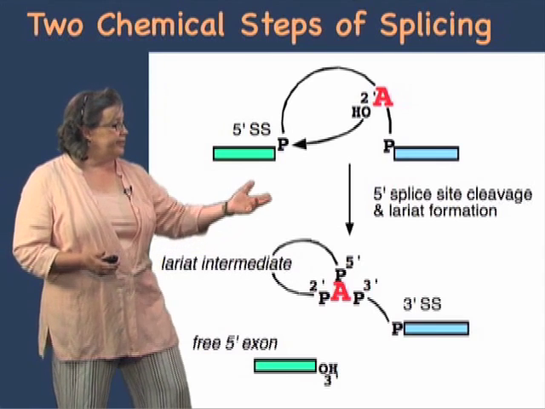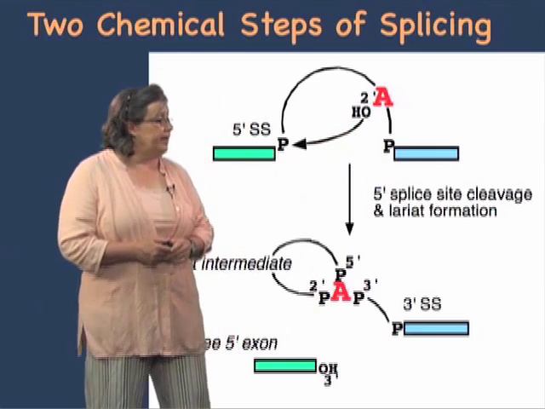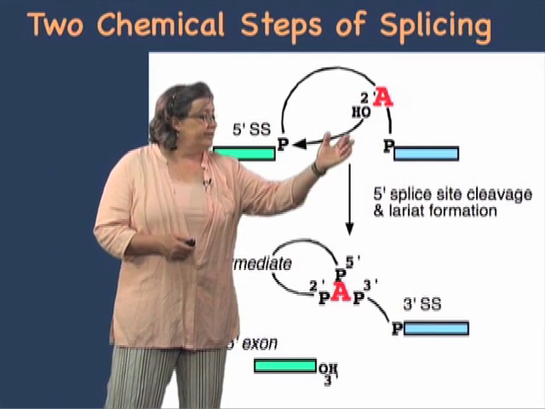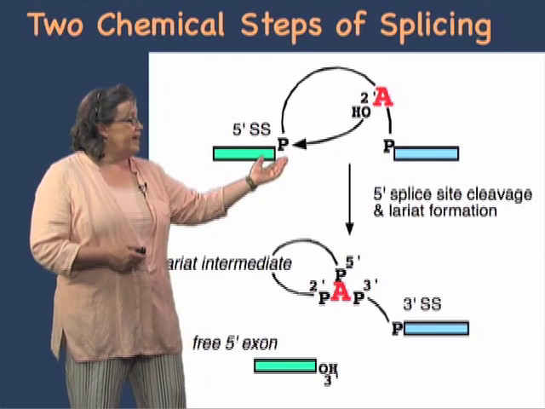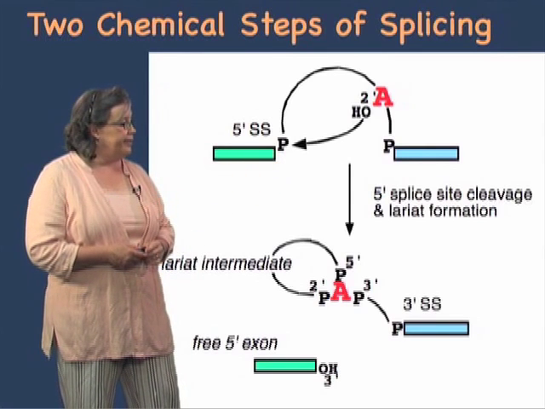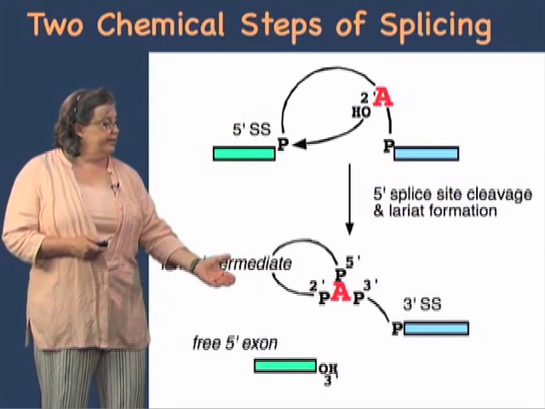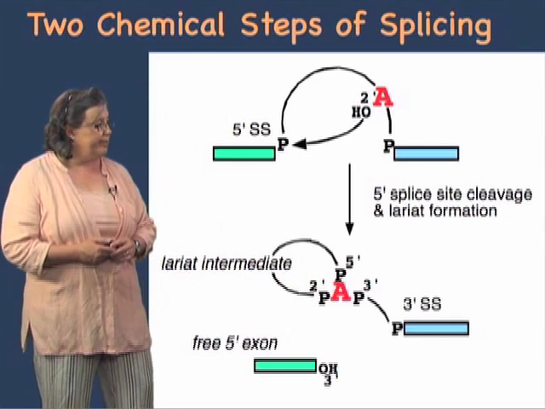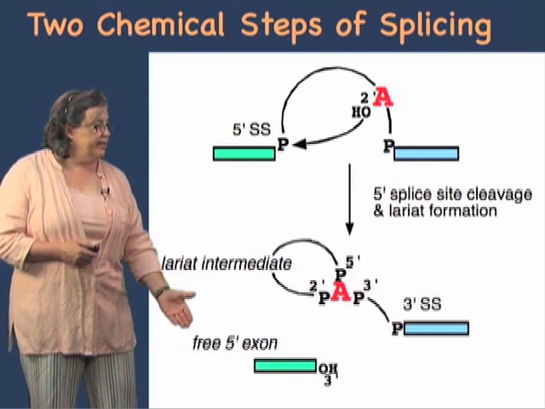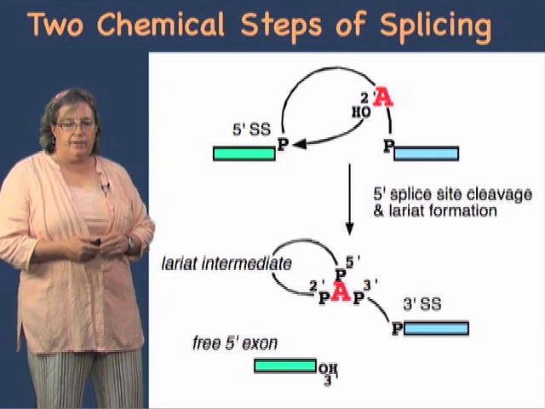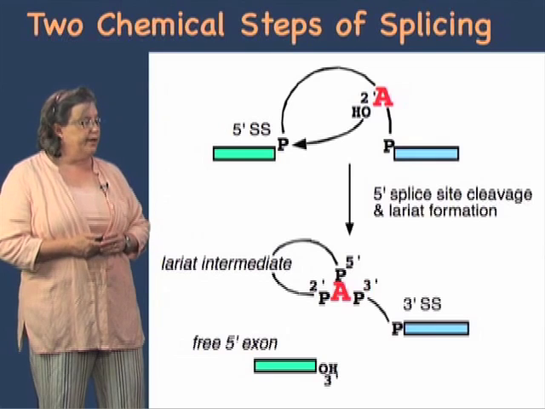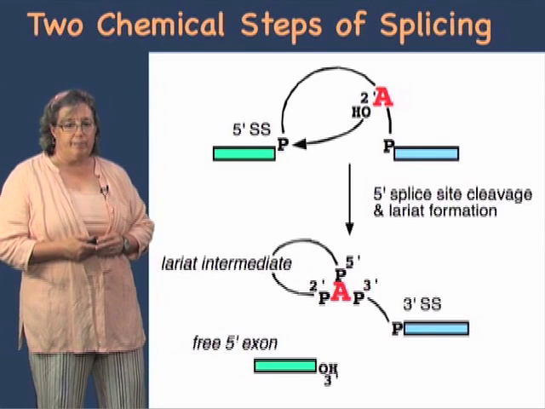In the first step of splicing, the branch site, so we talked about that, that's a conserved adenosine in the intron near the 3' splice site. The 2' hydroxyl of the branch site attacks the phosphate at the 5' splice site. And then that generates a lariat intermediate, which has a 2', a 5', and a 3' phosphate all coming off of that adenosine. And it releases the 5' exon. Now that 5' exon doesn't float away. It's going to be held onto by the splicing machinery, which we'll be talking about in a moment.